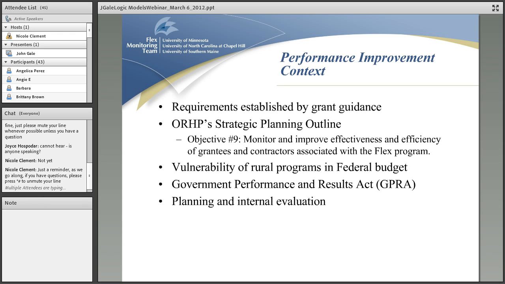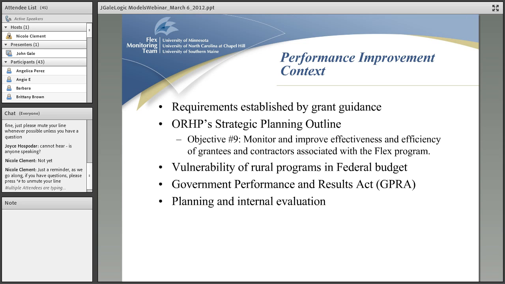And it goes back to even the strategic planning outline that's been on, at least had been on the ORHP website for some time, and one of the major objectives was to monitor the effectiveness and efficiency of the program and grantees associated with FLEX. And there's no surprise, there's real vulnerability of the program, rural programs in the federal budget at the moment.